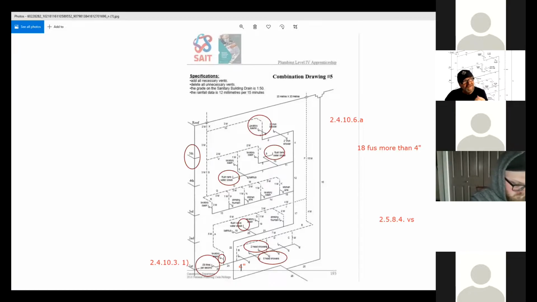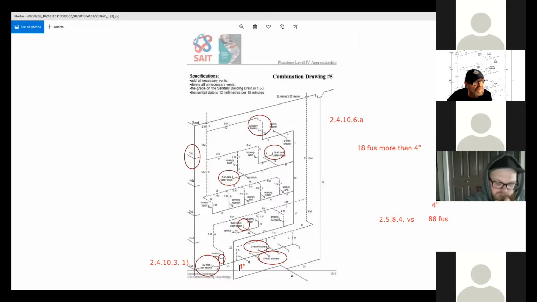Now on this one, I think I just remember, there's 88 fixture units. So instead of counting them all up, I'm going to go 88 FUs. So with 88 FUs you need to use 4 inches, right? What else do you need to know? You need to know the developed length of the vent stack, don't you?